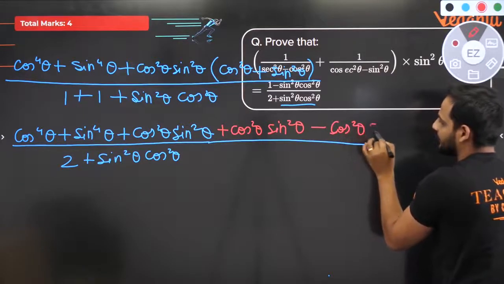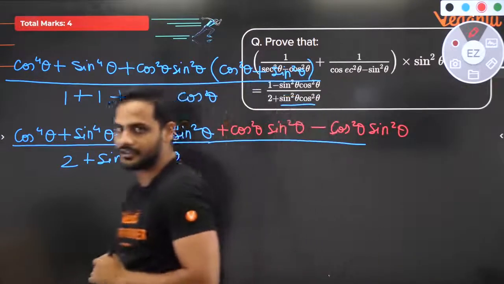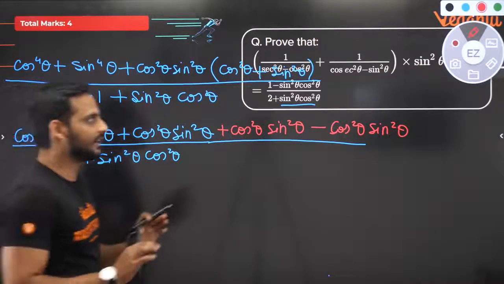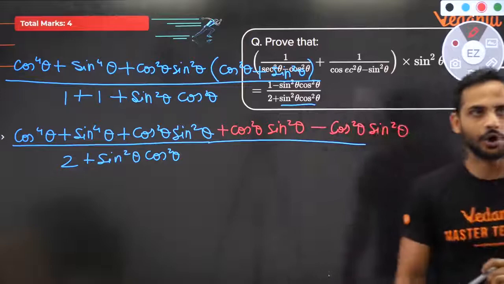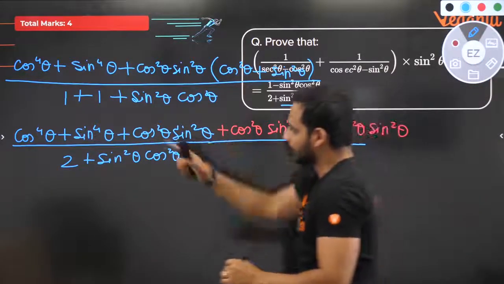Look carefully. What I have done is add 1 cos square theta sin square theta, and subtract 1 cos square theta and sin square theta. No change in the equation at all till now. Now understand it further. Now look, what will become now?